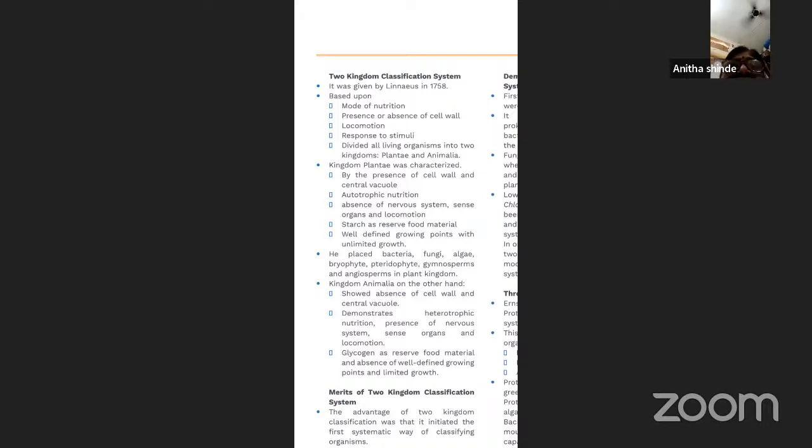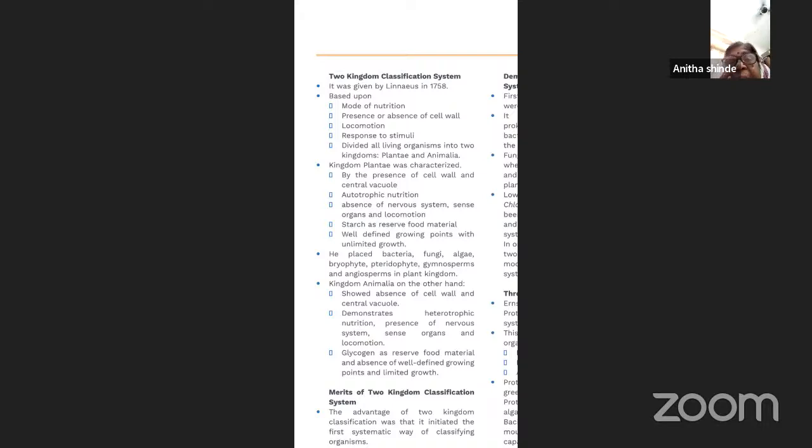The first is the two kingdom classification system, given by Carl Linnaeus. What did he do? He considered the mode of nutrition, whether the cell wall is present or absent, whether they are motile or not, so locomotion, and whether they respond to stimuli or not. These four characteristics he considered, and he divided all living organisms, both plants and animals, into two kingdoms, one called Plantae and the other Animalia.